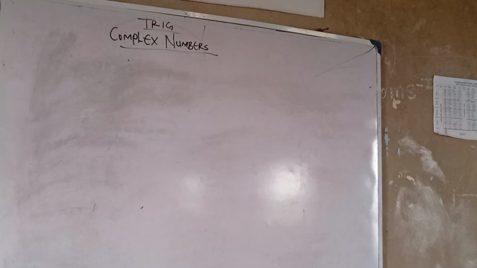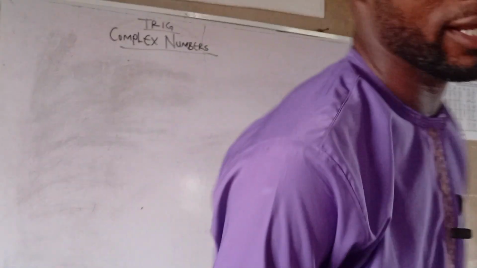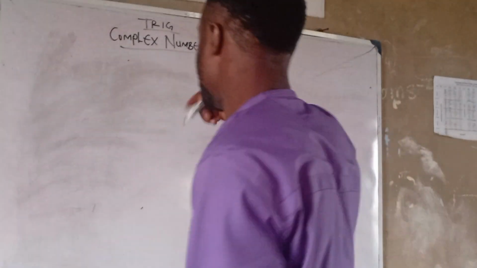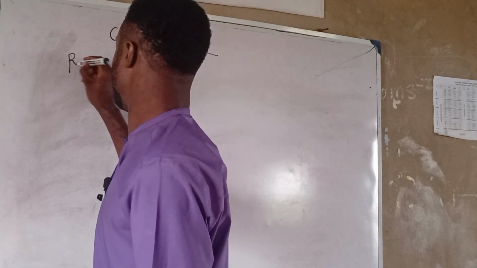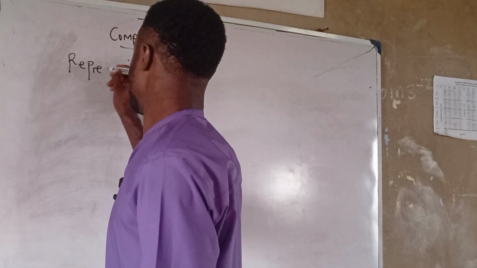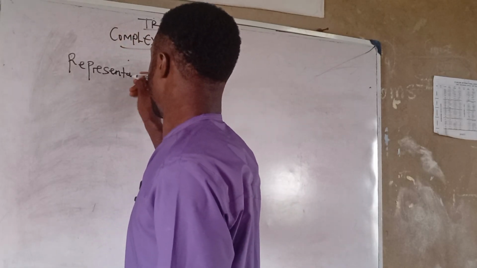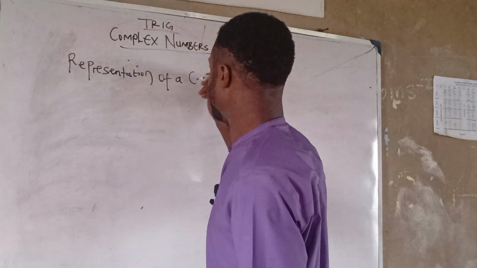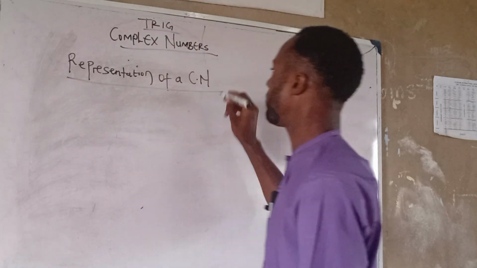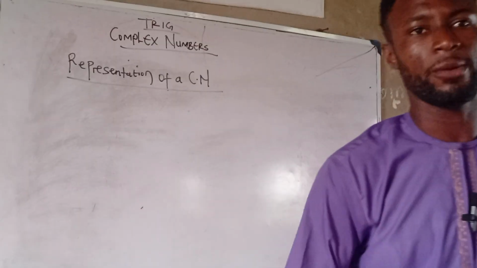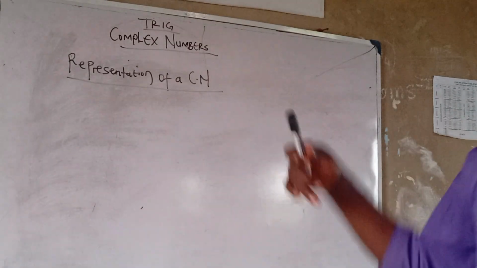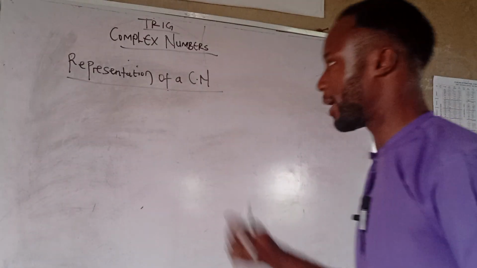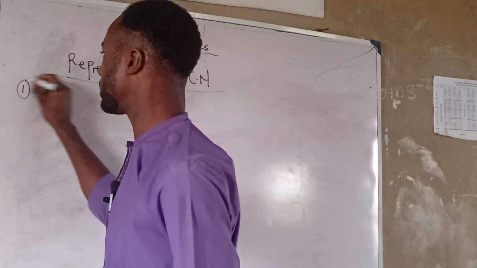Viewers, today we are going to talk about representation of a complex number. I'm using Cn to represent my complex number. So, representation of a complex number, number one, we are going to be talking about what we call a polar form.